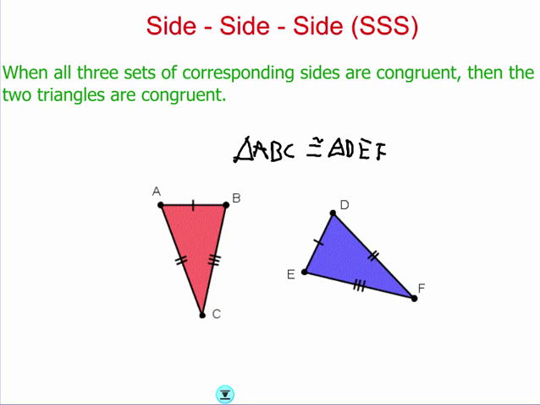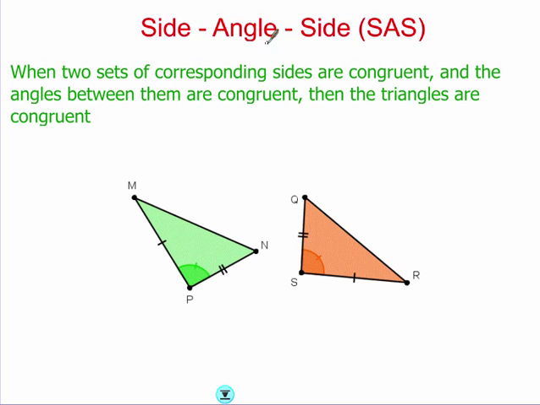Our second congruence postulate is side angle side, or SAS. What side angle side says is that when I've got 2 sets of corresponding sides that are congruent, like in this case I have MP is congruent to SR and QS is congruent to NP, and the angle between them is congruent, then the triangles are congruent. So I've got 2 sides, or 2 sets of sides that are congruent, and so is the angle that's between them. And that makes the triangles congruent.